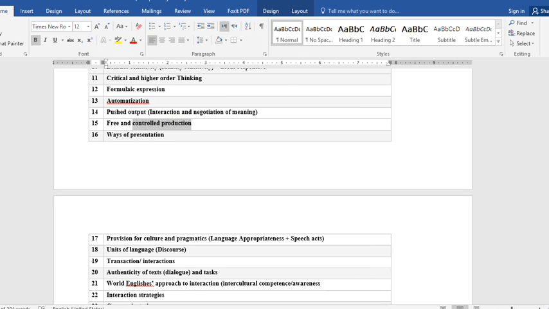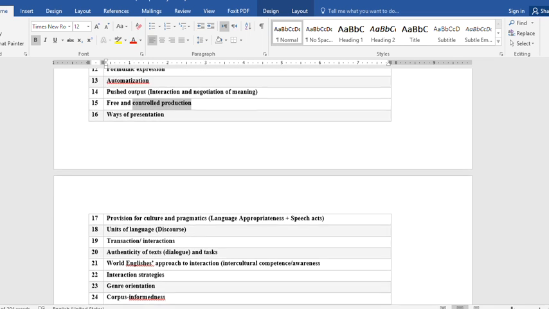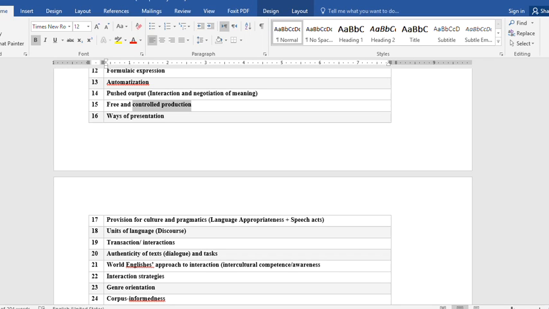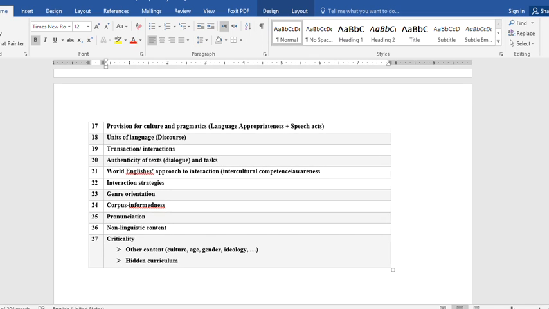The other one is ways of presentation. How the materials are presented in the textbook is very important, not in an assembly line, and there should be variation. This way of presentation is very important.